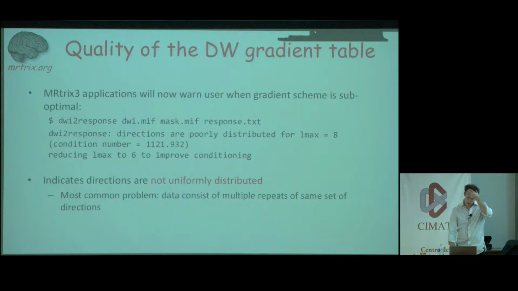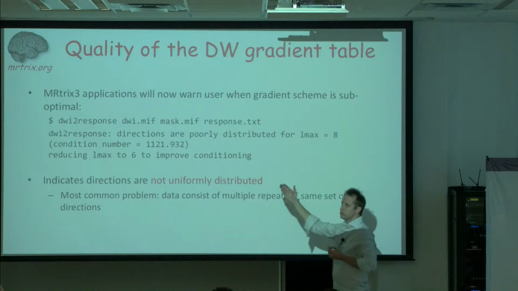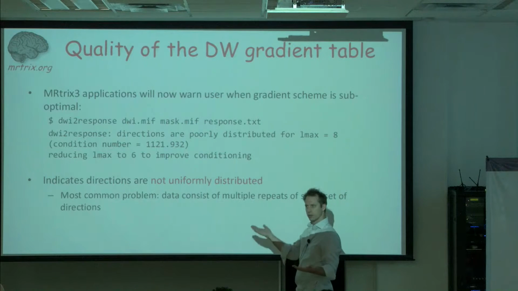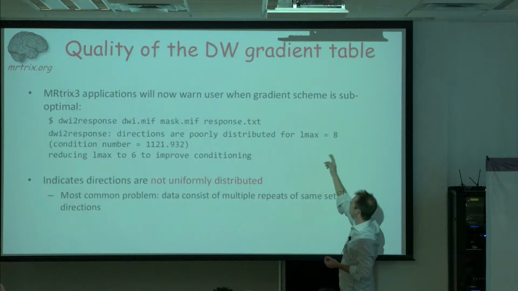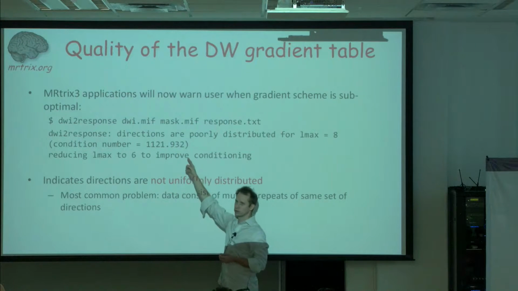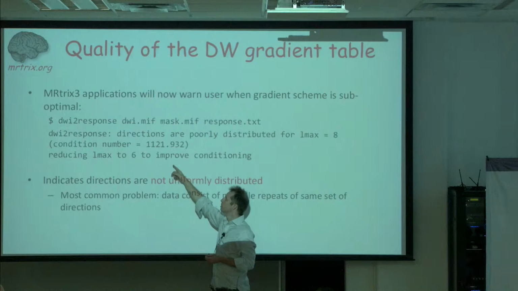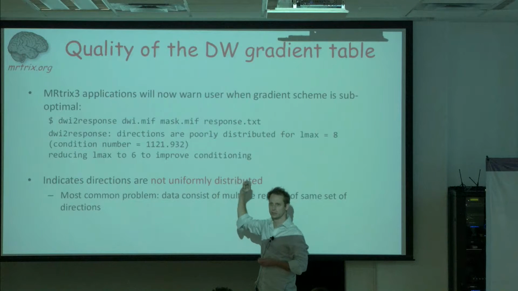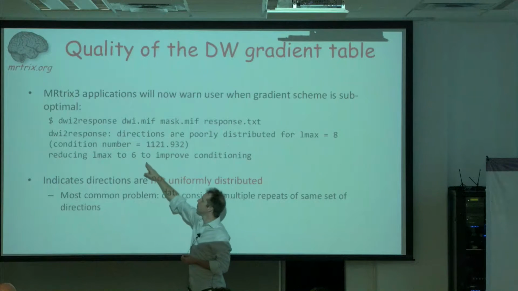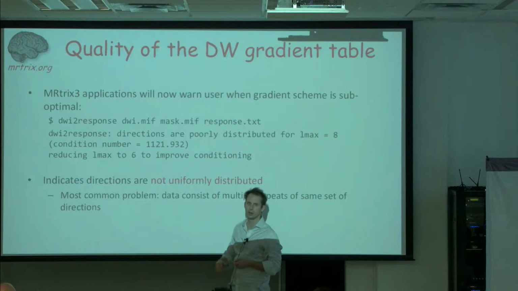Something else about the quality of the gradient table. Sometimes some of the acquisitions that you might be using can have badly distributed gradients. For example, you've got a diffusion weighted image that's got, let's say, 60 directions. You think I can use LMAX 8, no problem. You start to run DWT response, for example, and it tells you that they're poorly distributed for LMAX 8, and your condition number is horrendous. You want this to be close to 1. This is bad. It means that you've got about 1,000-fold noise amplification in your spherical harmonic transform. Not good. So it reduces the LMAX for you, and sometimes it reduces it really a long way down.